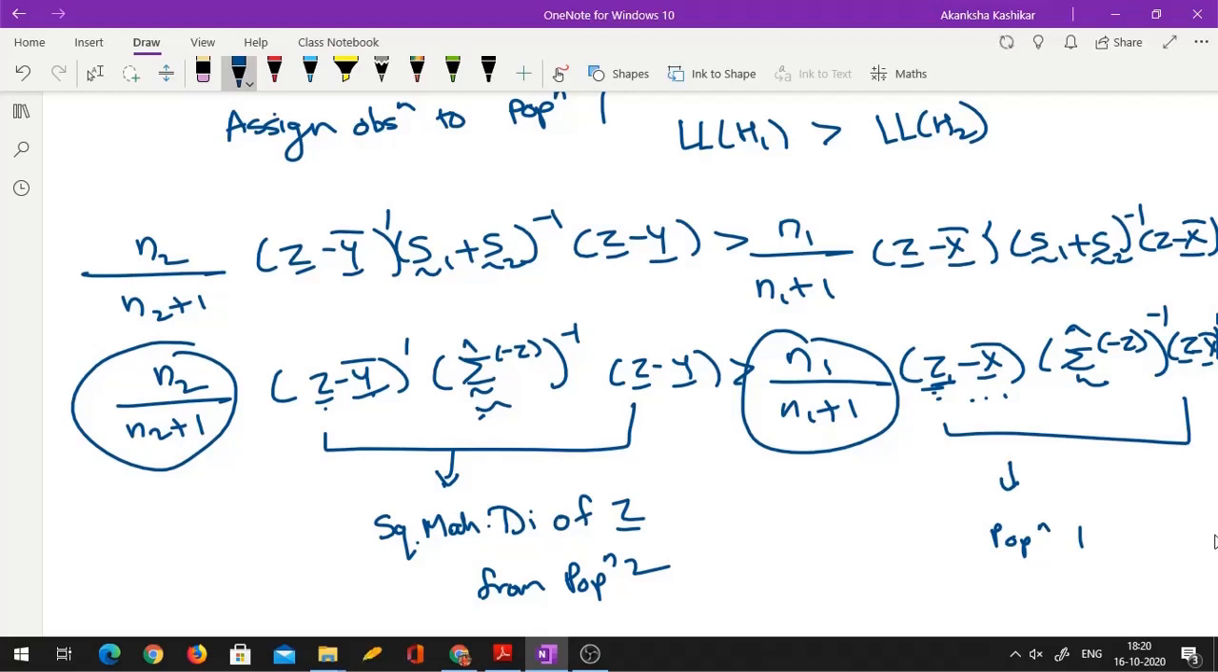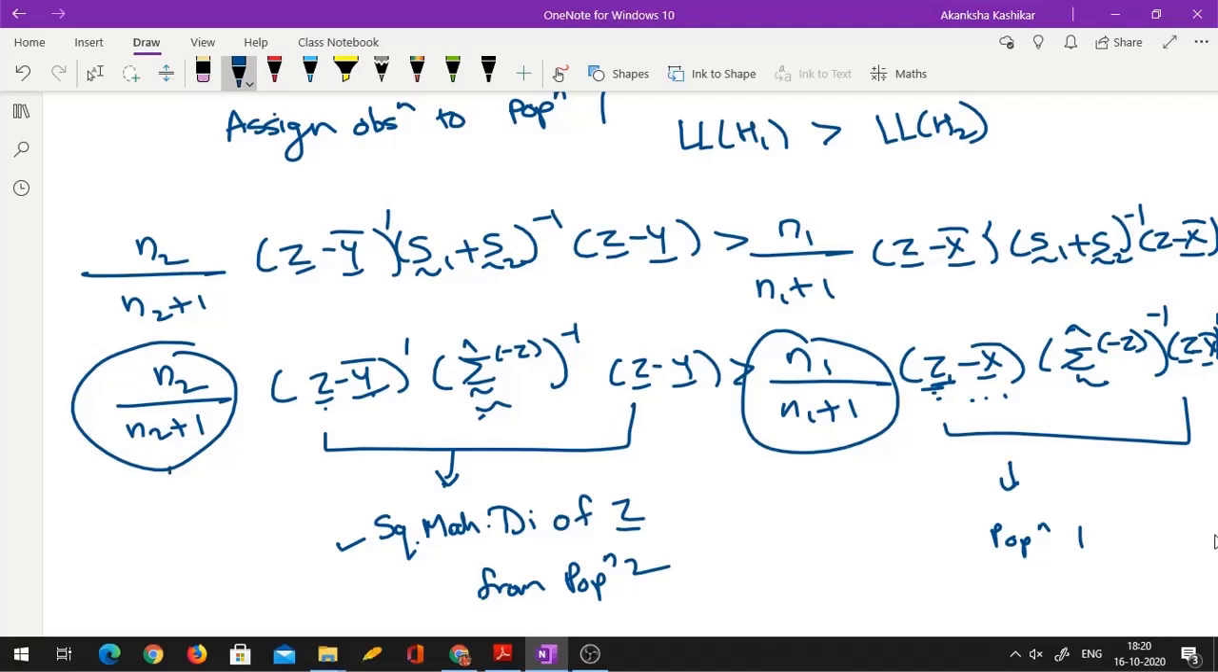So we are saying that if the distance of Z from population 2 is more, then assign it to population 1, which makes complete sense, right? If the distance of Z from population 2 is more, it means it is away from population 2, so it should ideally be assigned to population 1.